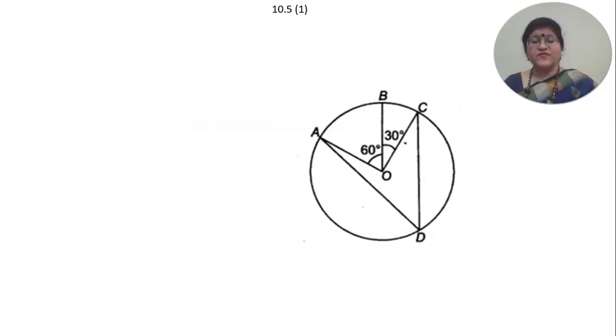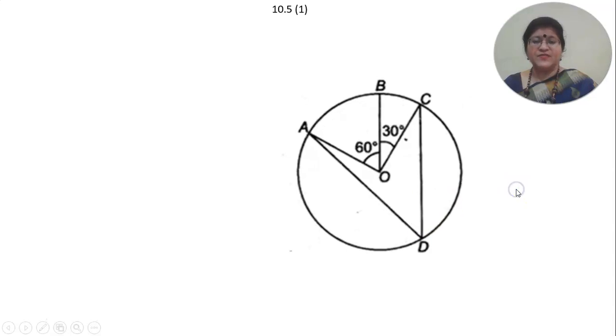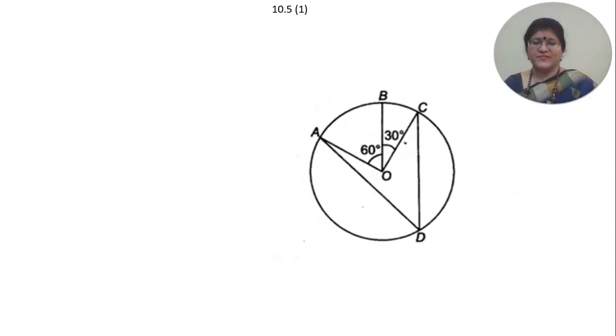And this is the first question from 10.5. They've asked you to find out the measure of angle D. So how would you do this? AOC is the angle at the center, so it is a central angle. The entire measure is 90 degrees. The central angle is double the angle subtended by the same arc at anywhere else on the circle. So measure angle ADC will be 45 degrees.